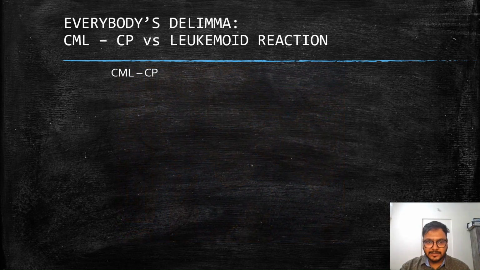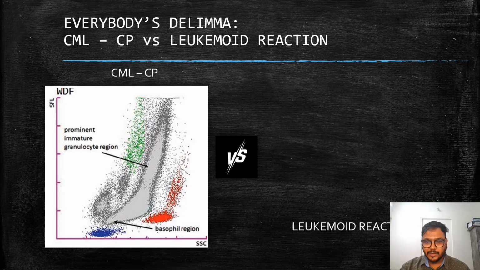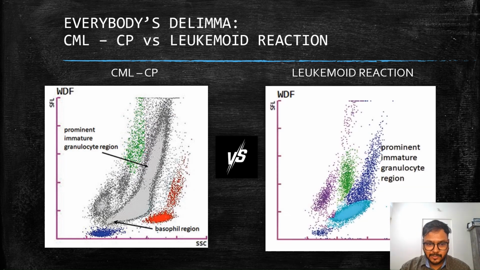So seeing CML chronic phase versus leukemoid reaction. Please note here you are seeing a prominent basophil region, but here there is no prominent basophil region. Here you are seeing a prominent immature granulocytic region, which is widened. Here the width is not so much because the count here is less and the count here is more. It can range up to 5 lakhs. This usually is up to 50,000, at times can go up to 1 lakh. So please keep these two scattergrams in mind whenever you're thinking of CML chronic phase versus leukemoid reaction.